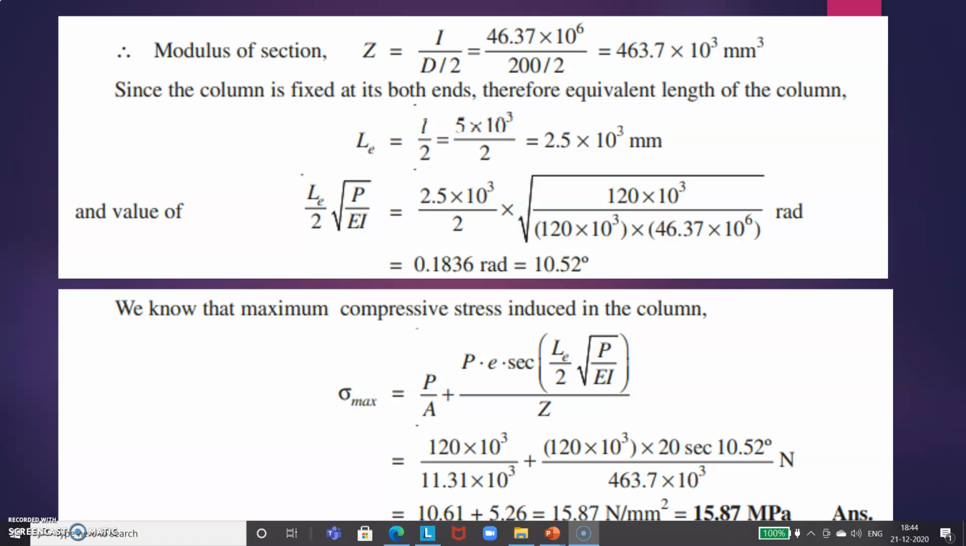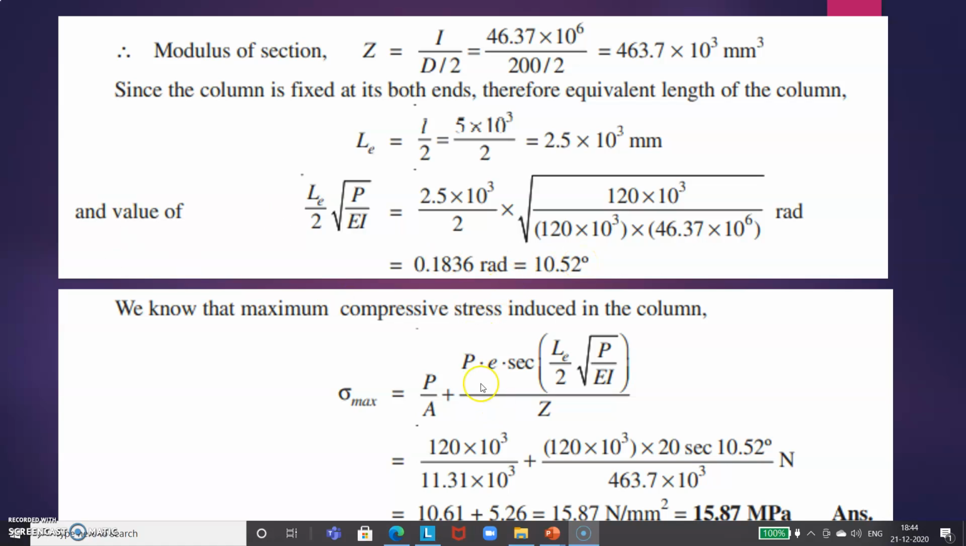How can you convert radians into degrees? Whatever answer you get, multiply by 180 divided by pi. So this answer you get 0.1836. Multiplied by 180 divided by pi, you get 10.52 degrees. This is your answer.